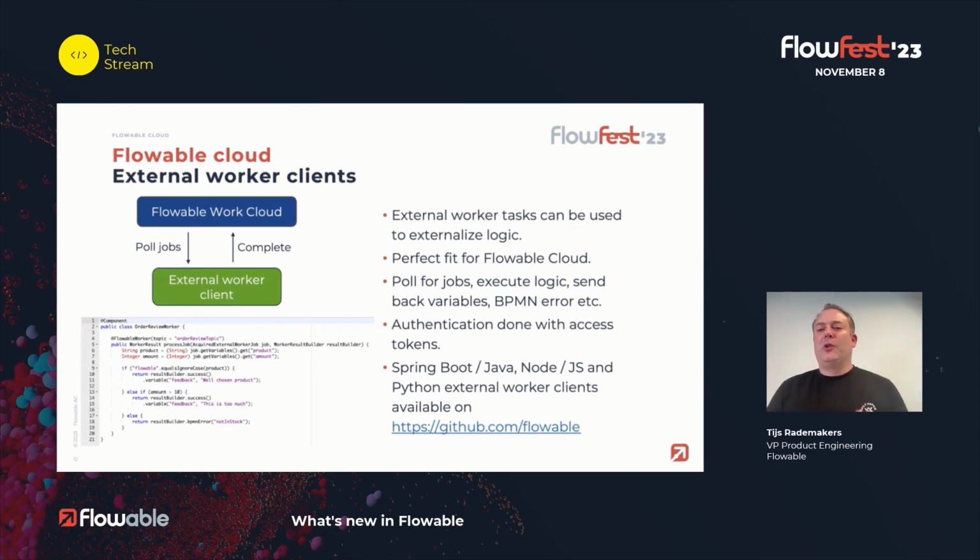That's where external worker tasks are quite a nice concept. The idea is it's a task type that you can use in processes and cases. And it's basically creating a job. And then we have external worker clients, which we now have in 3 flavors at the moment, but that will be extended. Right now we have a Java, Node.js, and Python client available. And you can download those on our GitHub page, github.com/flowable.